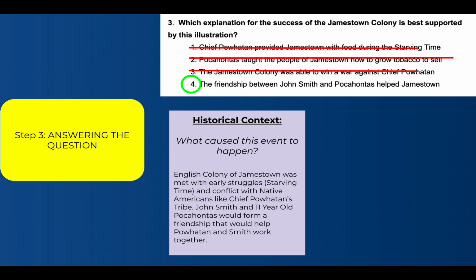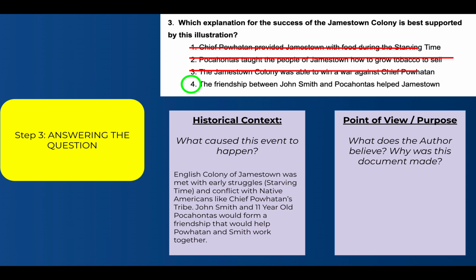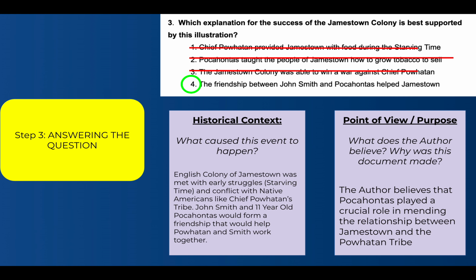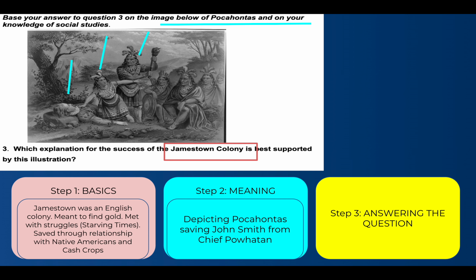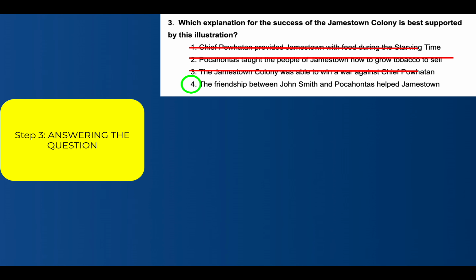The other English colonies are also going on in this time period. Roanoke, the desire to grab land before Spain can. All this is still going on as well. You might get this as a point of view or a purpose question. The author believes that Pocahontas played this crucial role in mending the relationship between Jamestown and the Powhatan tribe. That is what we see here. We see a depiction of her role in this.